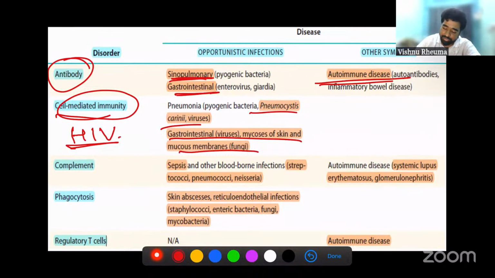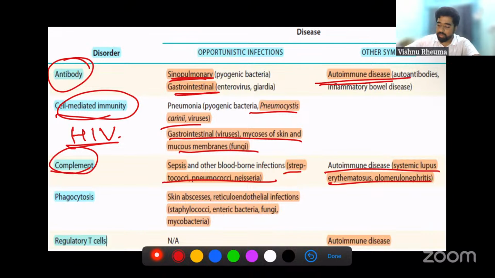GI viruses and enteroviruses are more of B cell defect. Complement, we have a separate list. This is something that is asked a lot in our PG entrances as well. Early complement deficiency, you have sepsis, Staph aureus infections, all pyogenic bacteria. Then terminal complement, where you have Neisseria infections. Encapsulated organism infections also occur in early complement deficiencies, and early complement deficiency will cause SLE as well. Phagocytosis defects, basically gingivitis, skin abscesses, all of that is important.